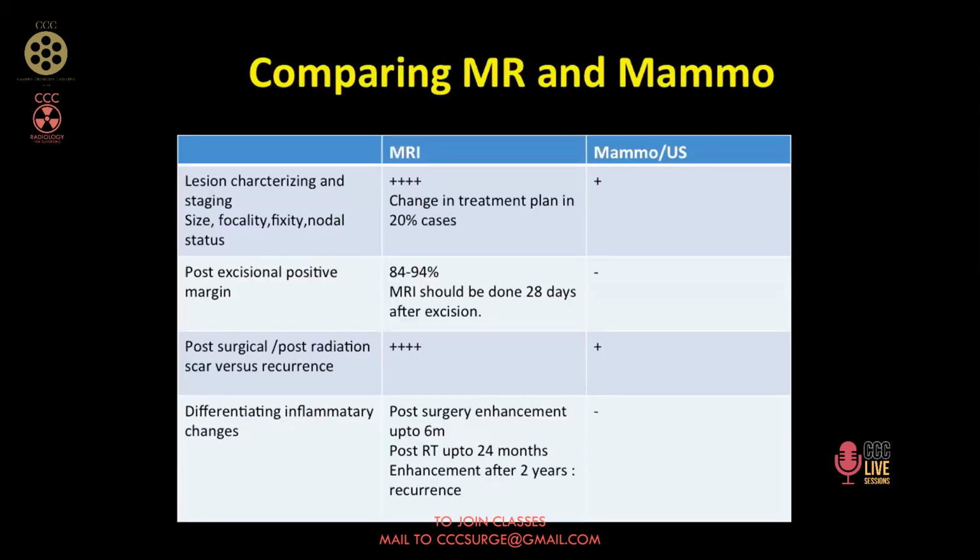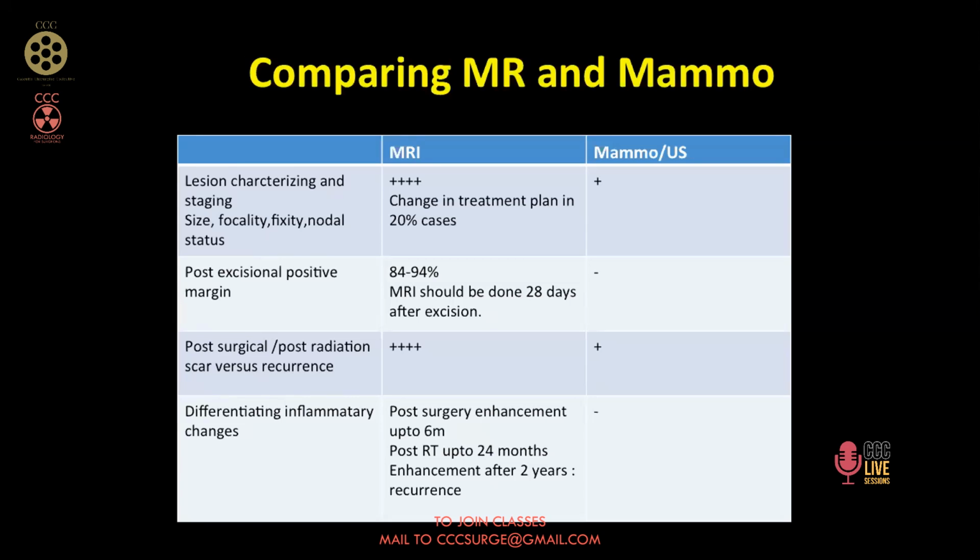Comparing MR and mammogram, in MRI you have some distinct advantages. Number one, lesion categorization, focality, centricity, and nodal status are always better seen in MRI, but it is costly and not a tool you can use in everyone. You go for it for a post-excisional margin. I told you, if you have done breast conservation and have doubt, MRI scores over mammogram. If you have done post-radiation and now there is a recurrence and you are unsure, again you do an MRI, and the enhancement speaks.